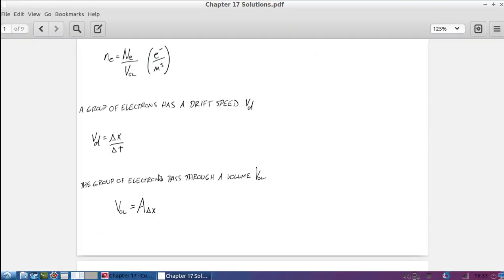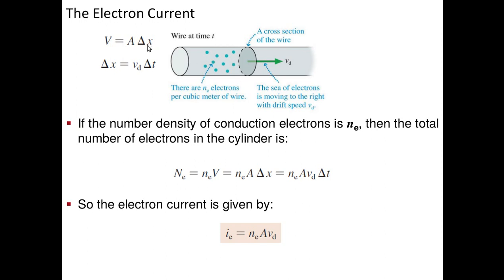So from 120 we've got our drift speed, right? Classical mechanics, for a constant velocity it's delta x over delta t. So I can rewrite delta x, a certain length of wire, as the drift velocity times time. And so now I have this new expression for the number of electrons, capital N sub e.